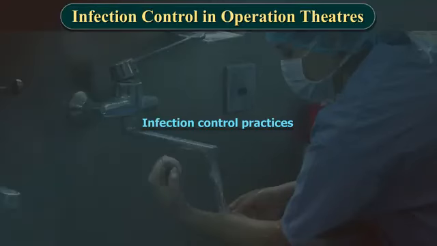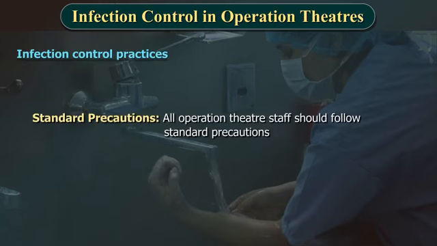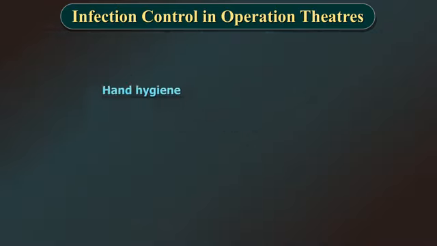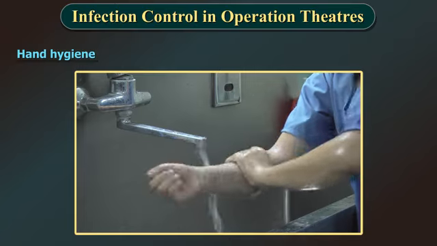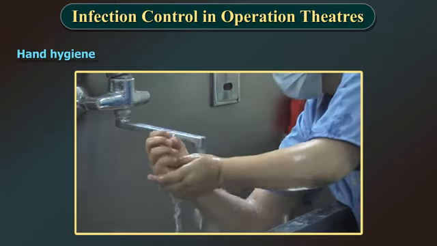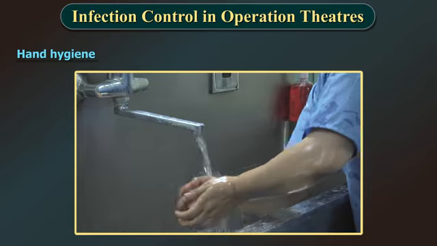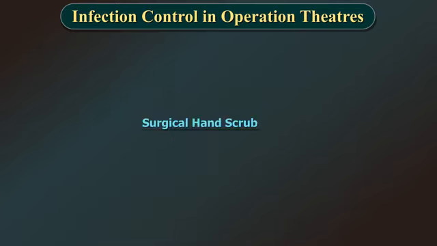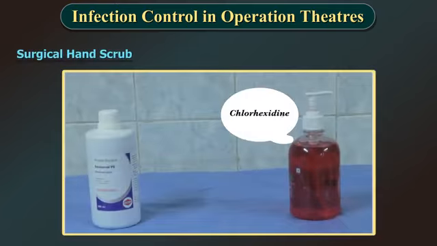Infection control practices. Standard precautions. All operation theatre staff should follow standard precautions. Hand hygiene. In addition to hand hygiene, surgical hand hygiene plays an important role in reducing SSIs. Surgical hand scrub. Surgical hand scrub can be done with medicated soap or surgical hand rub with alcohol-based formulations. Either method is suitable for the prevention of surgical site infection.